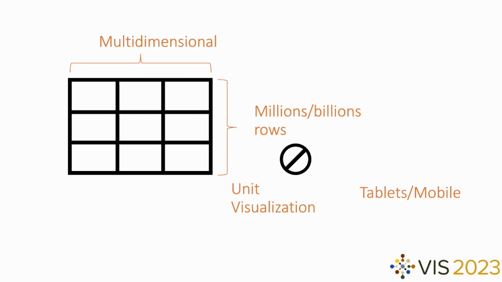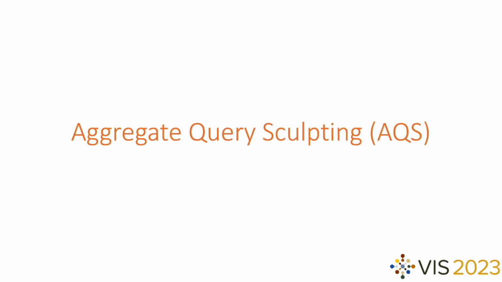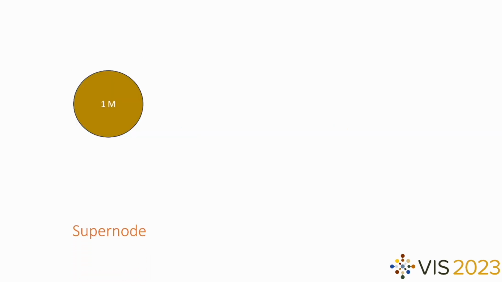What is truly needed to tackle the next generation of data visualization challenges are techniques that are born scalable, or that have been designed to be scalable from the inception. In this paper, we propose such a born scalable visualization technique that we call Aggregate Query Sculpting, or AQS.